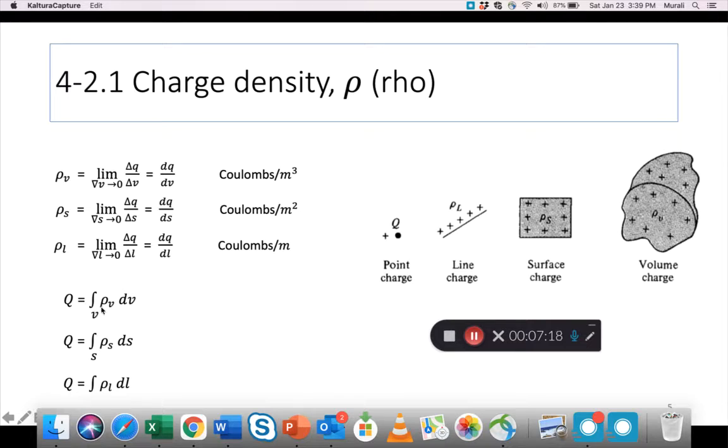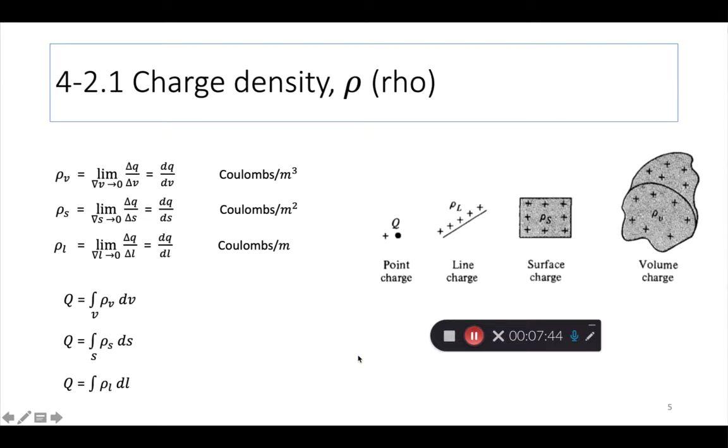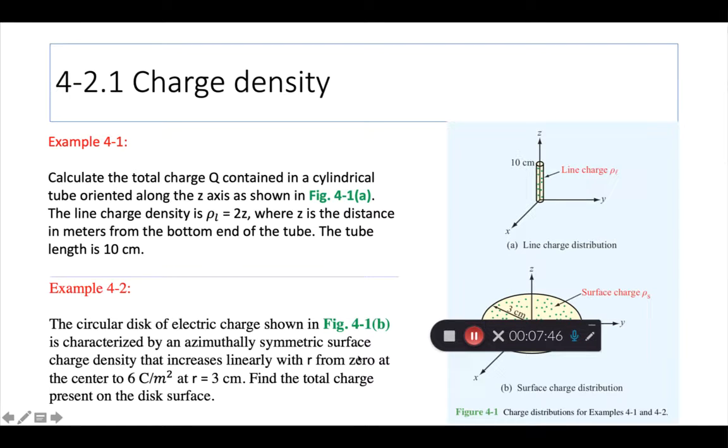So if you take the integral of the charge density over the complete volume, the limits you apply have to cover the volume. If you do that, then you get the total charge inside that surface, or similarly the total charge in the volume here, surface here, and length here. Okay, all right, I'm going to move on after having introduced charge density.